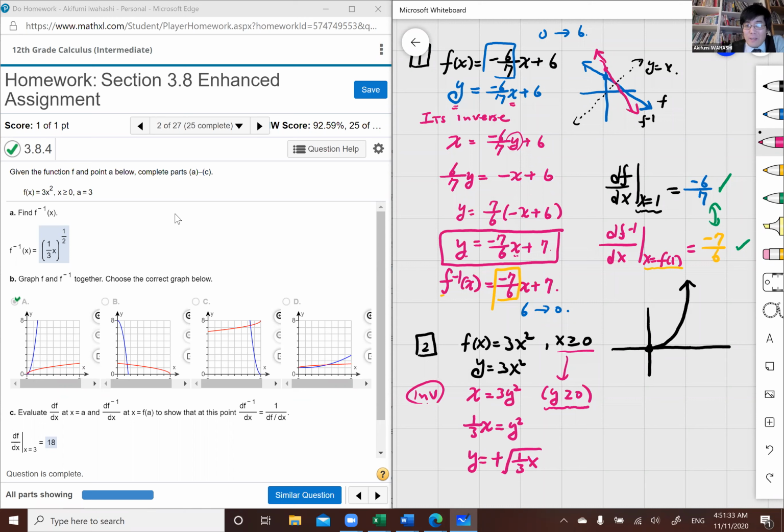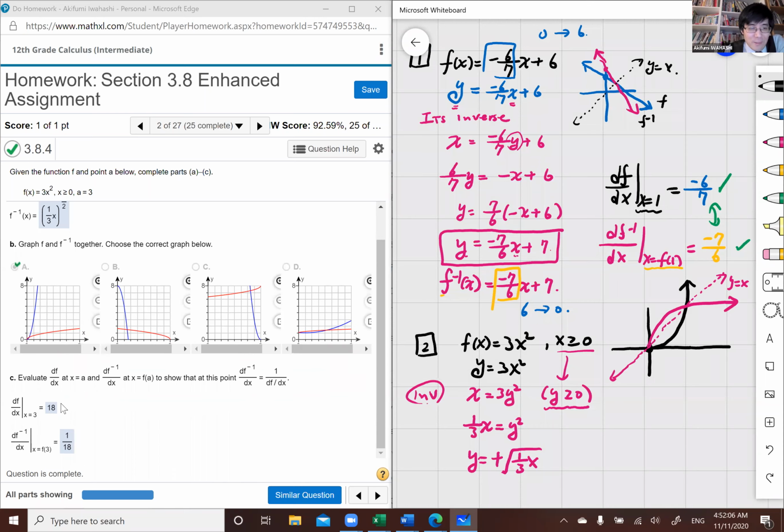Okay. Now, the graph of this one is, even if you don't remember how to graph the square root function, the graph of the inverse must be symmetric with respect to x equals y. So the graph looks like this, okay? Symmetric to the original function. So the only choice, well, first of all, the blue one is incorrect in most of them. The only choice that looks good is A. So A is the best choice.